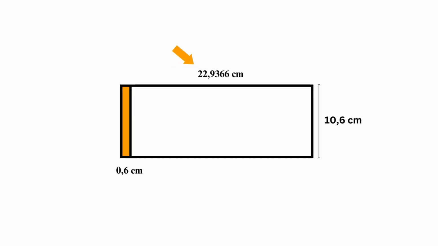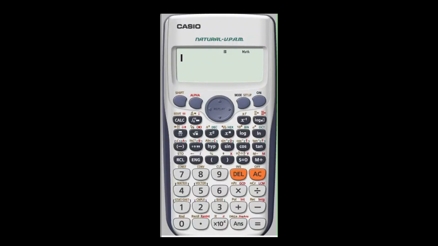Now, if the length of the label is the same as the circumference of the label, then adding an overlap of 0,6 centimeters for it to be glued to the can will give us a total length of the label as the sum of the circumference of 22,9366 centimeters and the overlap of 0,6 centimeters, which equals 23,5366 centimeters.